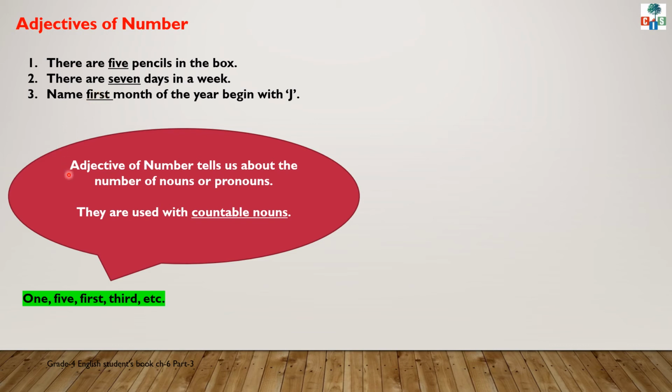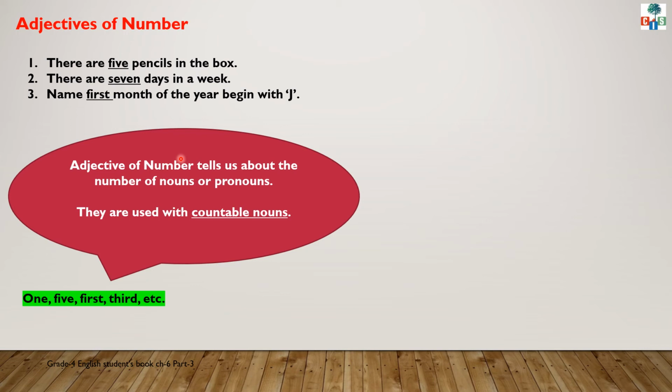So what is an adjective of number, children? Adjective of number tells us about the number of nouns or pronouns. They are used with countable nouns. Yes, children. See, pencils, days, month, all are countable nouns. So, adjective of number describes the number, rank, measurement, or percentage of a noun or pronoun in the sentence.